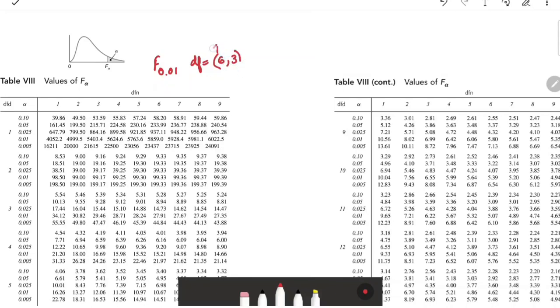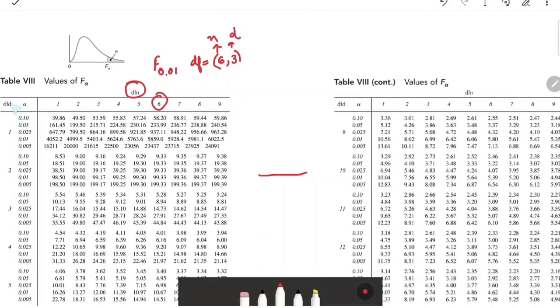So the first one is our numerator and the second one is the denominator. So we are going to go to our table first, go across. Now DFN represents numerator, so we have to find 6 for the numerator. Numerators are on the top row, so you go across till you get to 6, and then what's the denominator? It's 3. So this is the column.